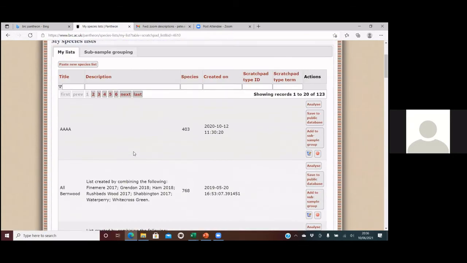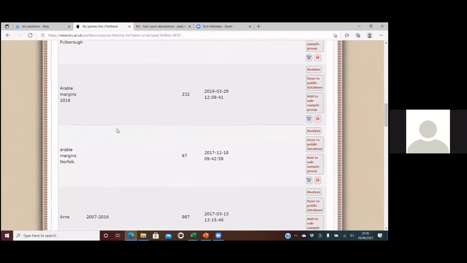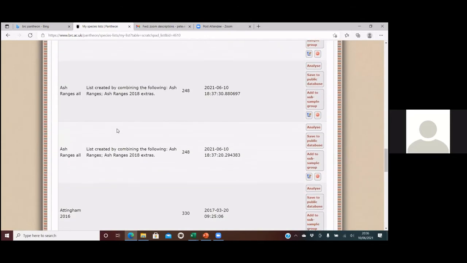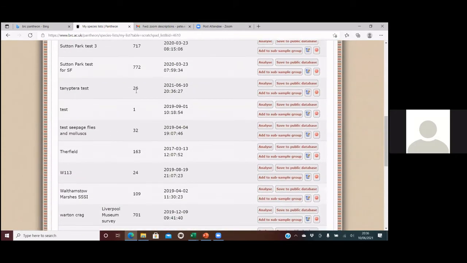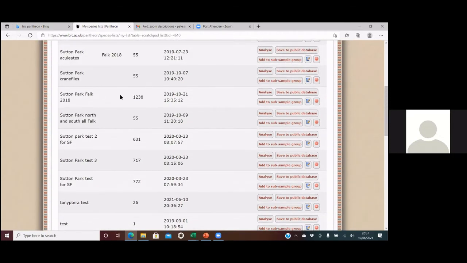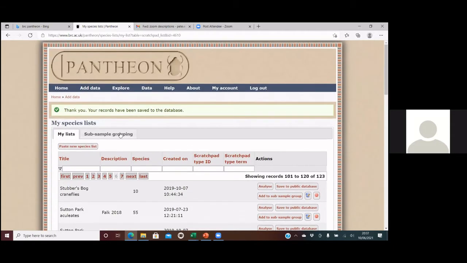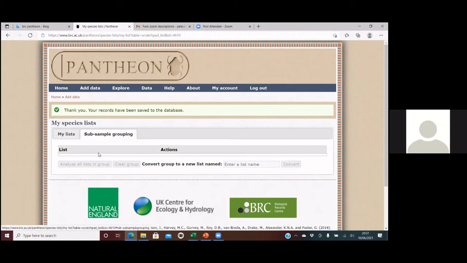So we're going to save that list, and this is a whole range of data that I have in Pantheon. It's done alphabetically. So if we go towards the end, the Tanyptera test, 26 species, and we can go and analyze that if we want to. We can save it to a public database if we want to, or we can add it to another set of data via a subgroup. So we can join up data sets. And basically you do that by clicking on the subsample, going to the top, looking in the subsample grouping, and it will tell you which of those data sets you've added together. Okay.